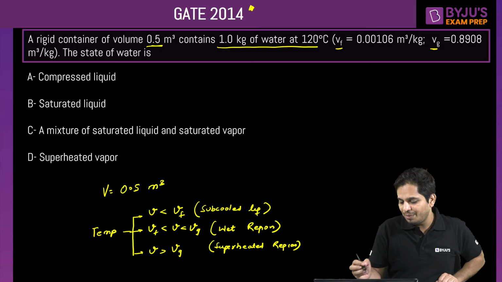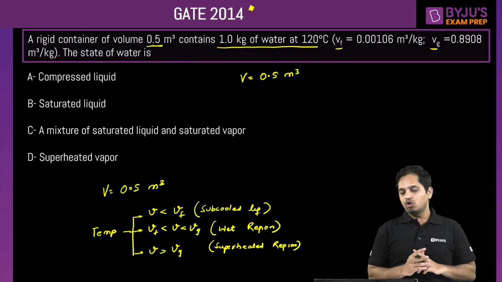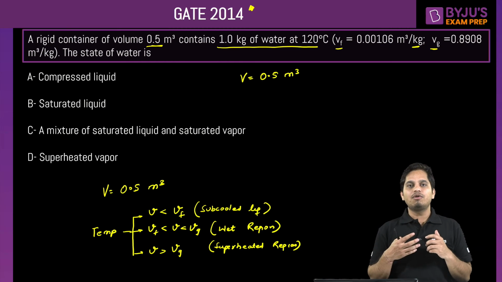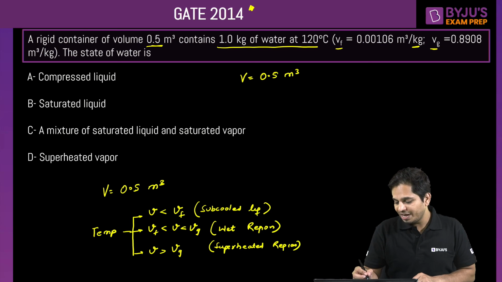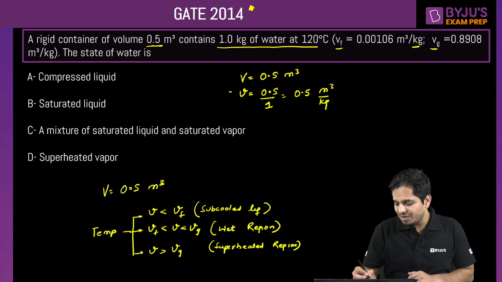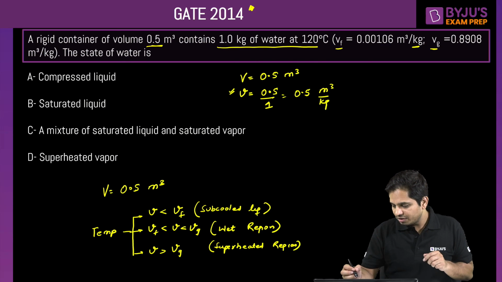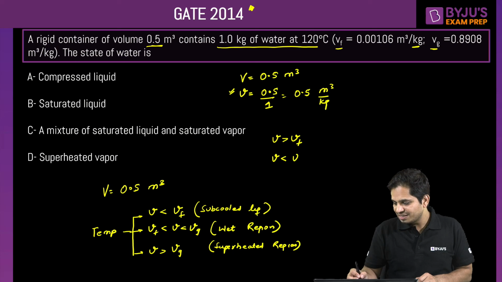Now this capital V is the volume, 0.5 meter cube. It is given for 1 kg of water, so I can find the specific volume, small v, as 0.5 by 1, which is 0.5 meter cube per kg. This is the specific volume that is given, and I'll check my condition. This specific volume v is greater than Vf, and this v is less than Vg.